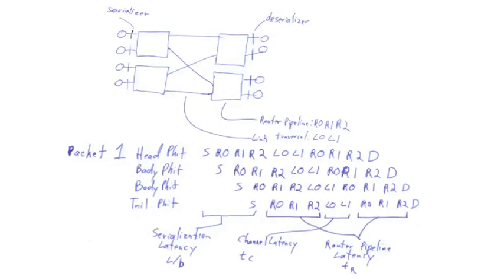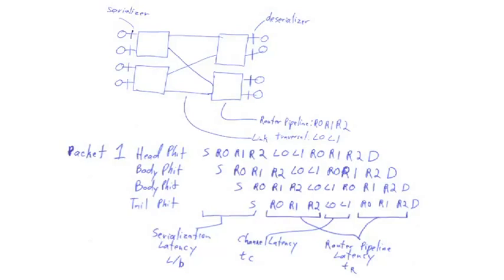OK, so let's take a look at an example here to understand these different parameters. We have a 4-node omega network here with 2 inputs, 2 output routers.